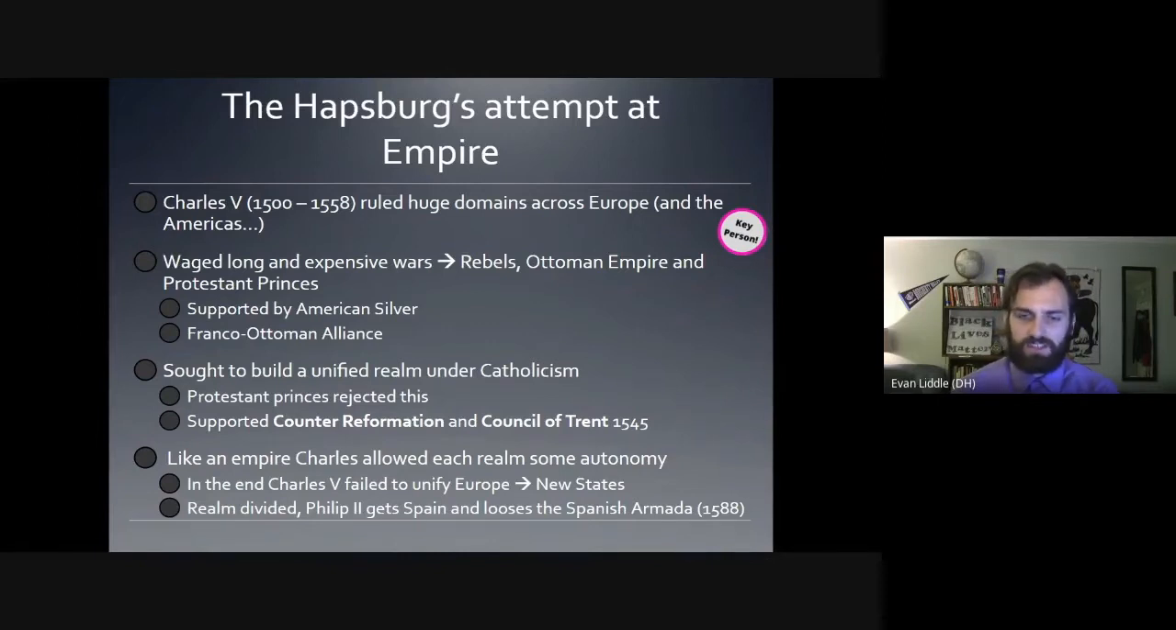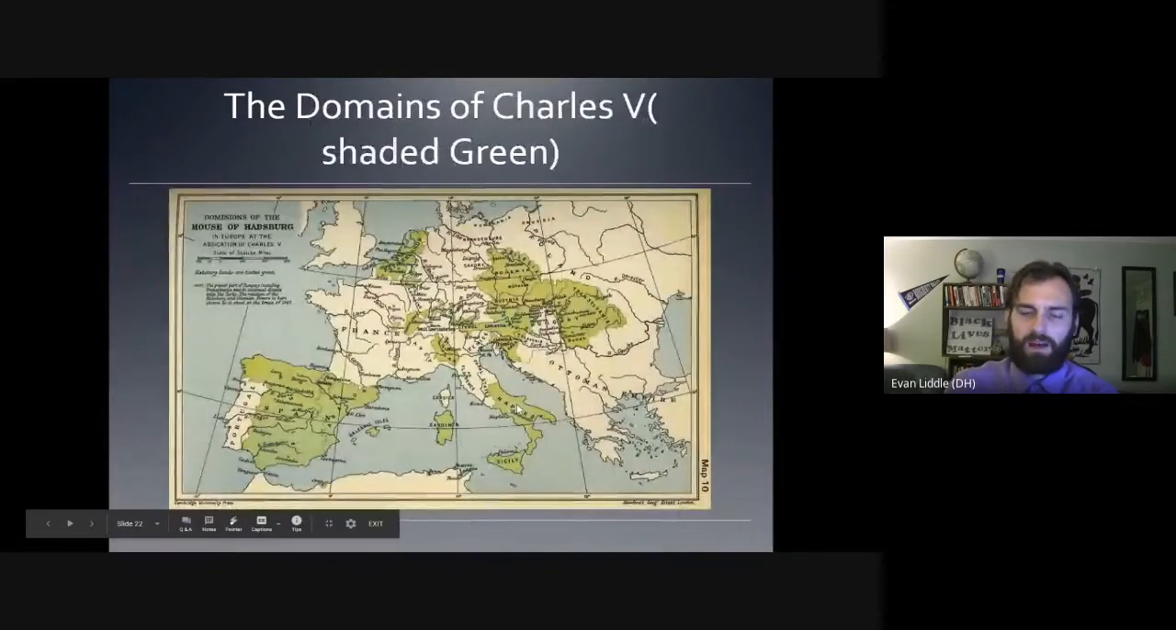His son, Philip II, would eventually go on to lose the Spanish Armada against Queen Elizabeth I. And so this effort at empire rebuilding ended in failure. You can see here how he had such extensive territory. Europe, anywhere in green, was Charles V's territory.